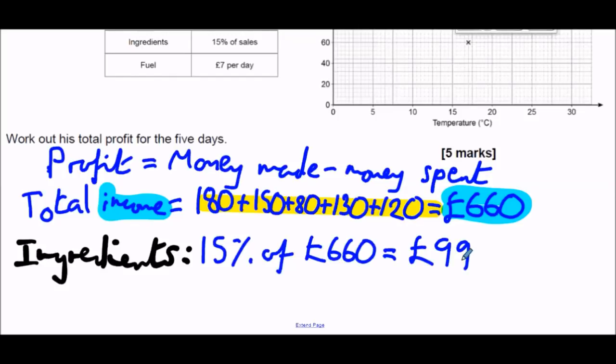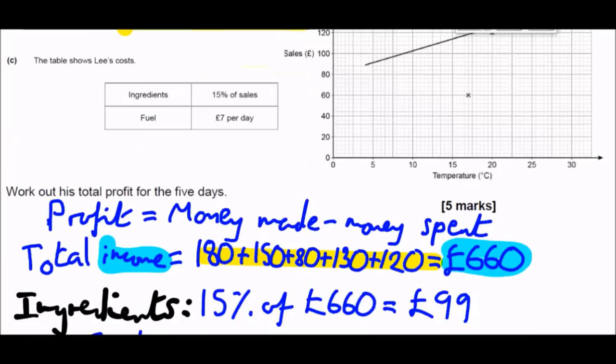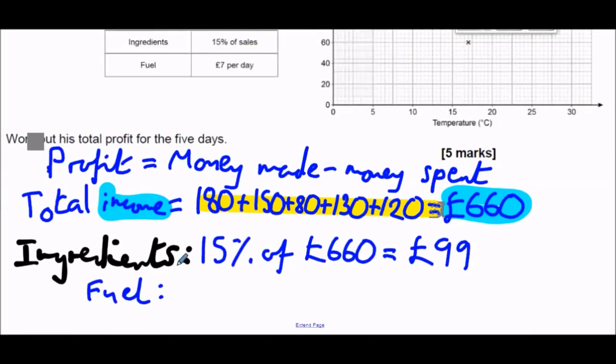So ingredients cost £99, but it's not just the ingredients, it's also fuel we need to factor in. So the fuel. Now we're told fuel is £7 a day. Just scrolling back up for a second, he's selling for 5 days. And so the fuel will be £7 multiplied by 5 because he's there for 5 days. So 7 times 5, use a calculator or don't, up to you, that's £35.